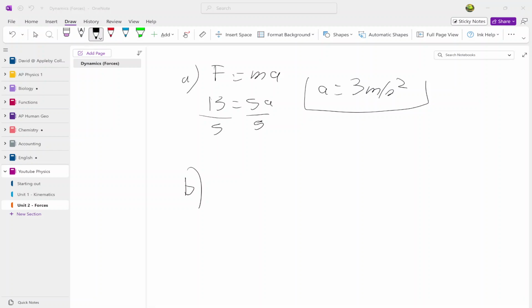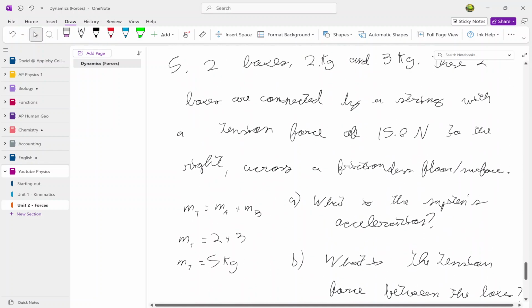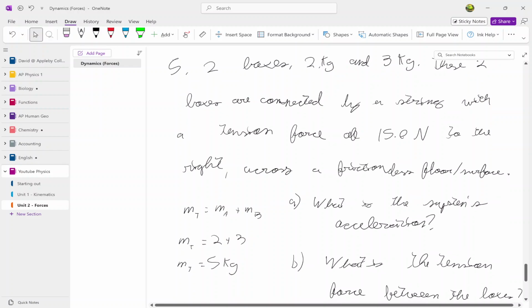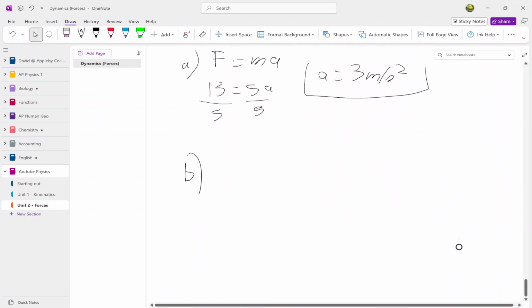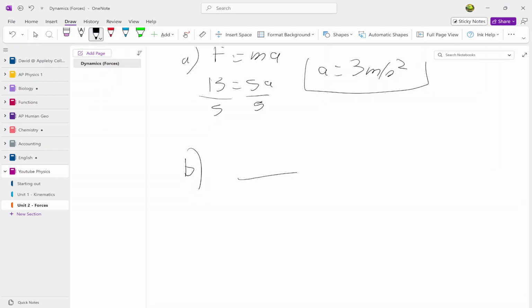Now this one's good. Okay, so what would we do here? What is the tension force? What is the force of the string pulling it? Because that is stated. Wait, why is it stated? Oh no, between the boxes. Sorry. So this is where you would have to draw a diagram. Frictionless surface, two boxes. Sorry, I got confused there.